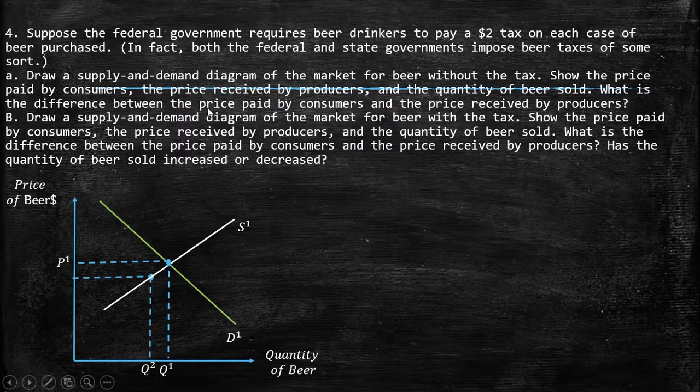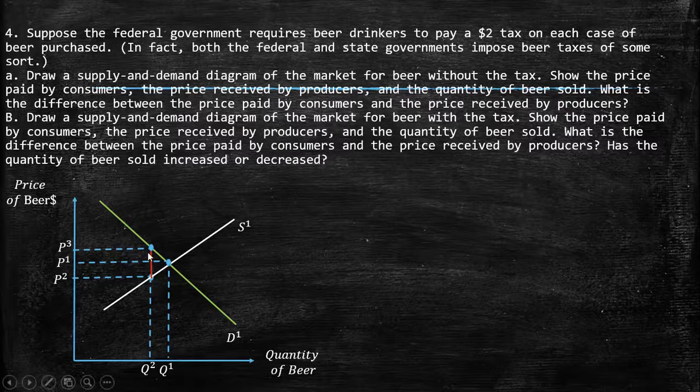Show the price paid by consumers, P1, the price received by producers, P1, and the quantity of beer sold, Q1. What is the difference between the price paid by consumers and the price received by producers? Zero, because the price that the consumers pay is the same price that the sellers receive. Now draw a supply-demand diagram of the market for beer with the tax.